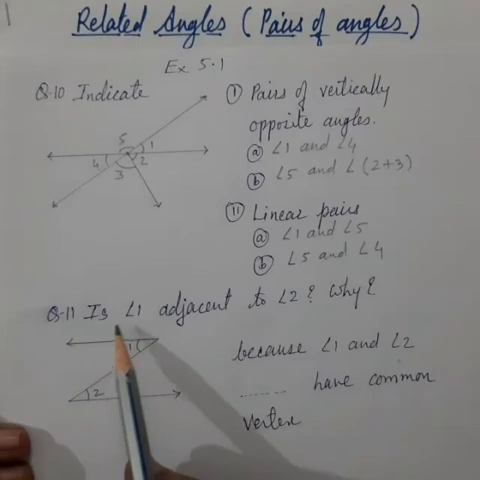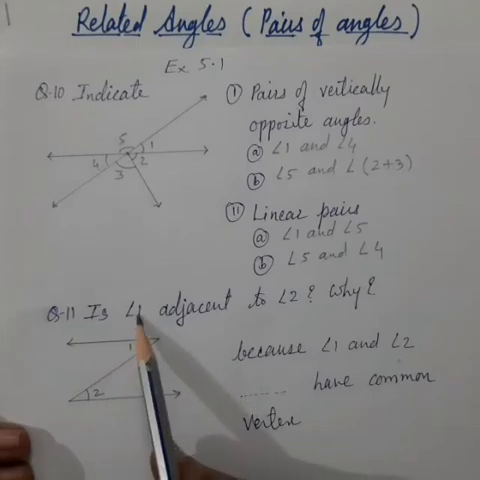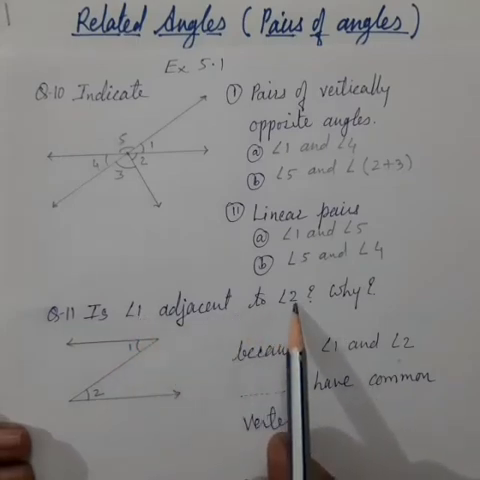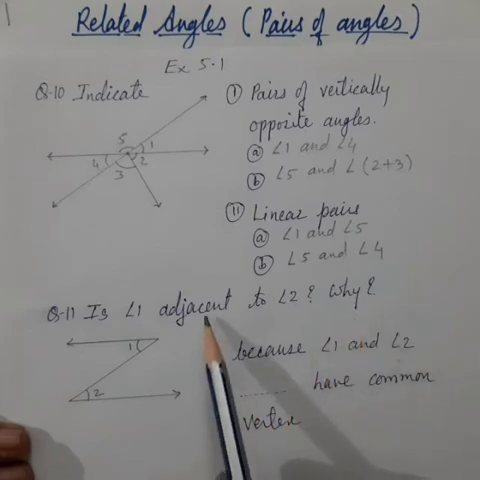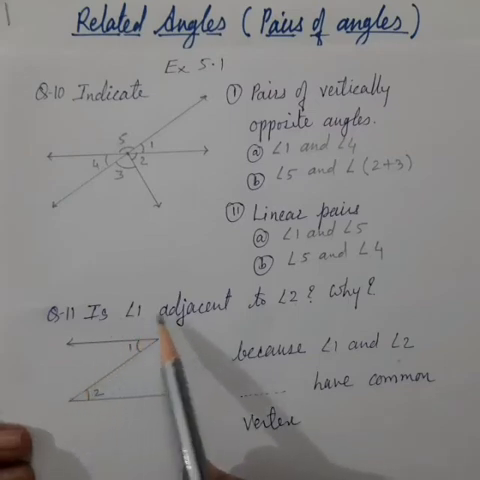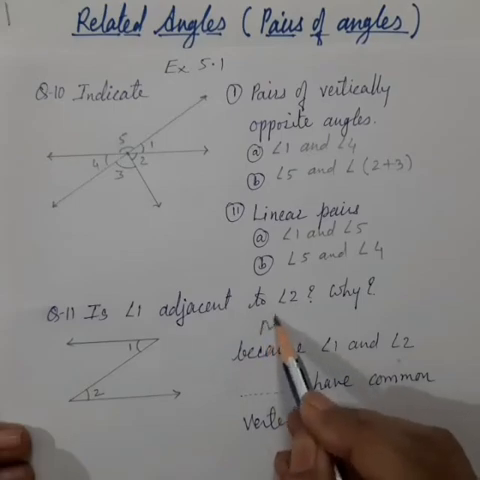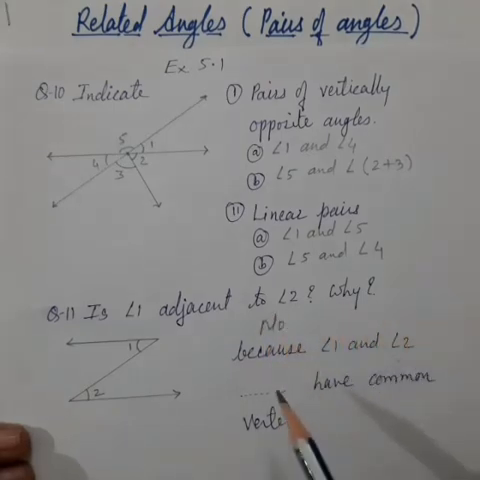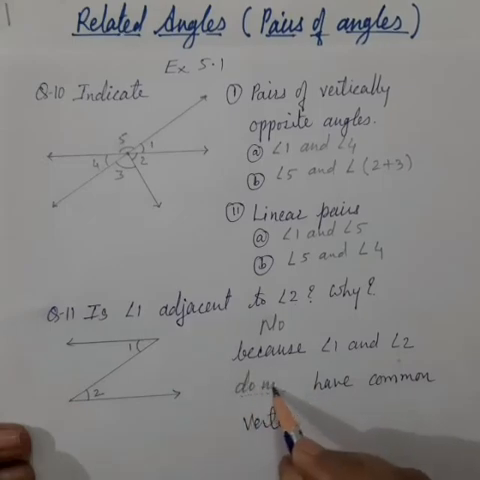Question 11. Is angle 1 adjacent to angle 2 in this figure? For adjacent angles we want the vertex common, but here the vertex of these angles is not common. So angle 1 is not adjacent to angle 2 because angle 1 and angle 2 do not have a common vertex.